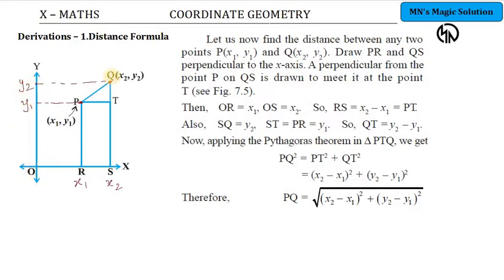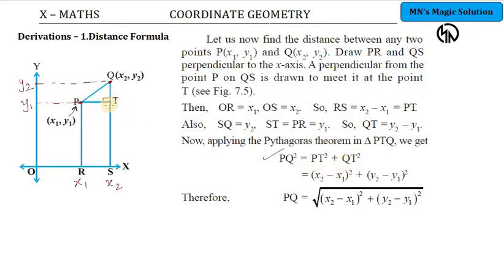So the length O to this point is y2. Now, to find the length PQ, what I am trying to do is drop a perpendicular PT to this QS, and thereby I am making a right triangle over here. In the right angle triangle I can apply the Pythagoras theorem, and we know that by the Pythagoras theorem, PQ squared, that is hypotenuse squared, is equal to PT squared plus QT squared. So I am going to use that particular logic.